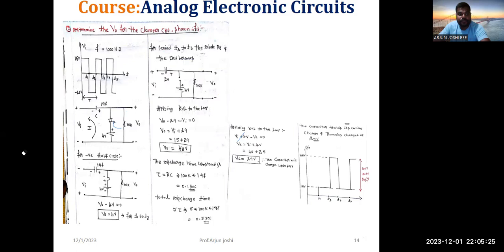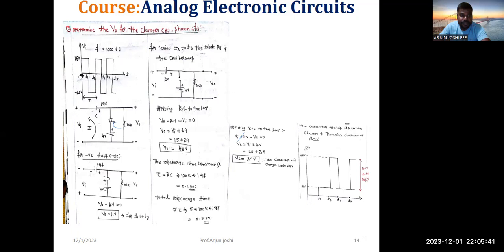Very important problem. Here, determine the output voltage for the clamper circuit. Please understand very carefully. They mention the input sine waveform, plus 15, minus 25, with T1, T2, T3, T4, T5.